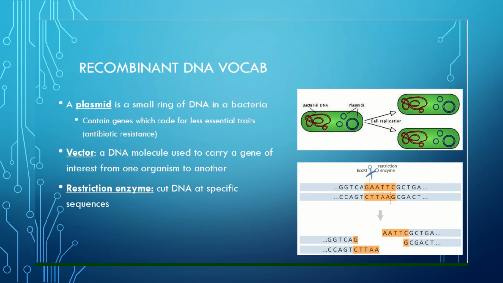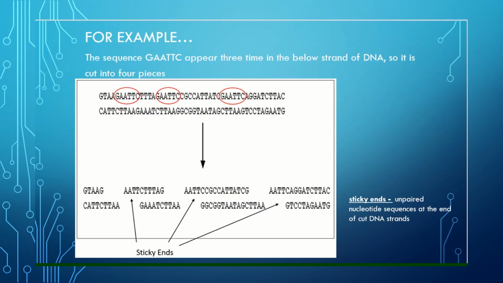So if we look at that picture there, we've got our restriction enzyme and it cuts right here, and then we have now two separate pieces of DNA. So if we have a sequence of GAATTC appearing 3 times in this strand of DNA, it'll be cut into 4 pieces. So we end up with these things called sticky ends, the ends of the DNA.